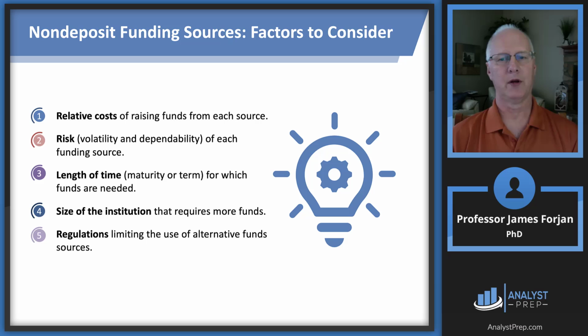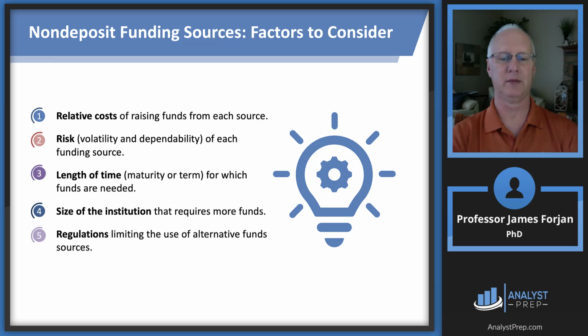How about that part of the learning objective that asks us to consider factors here? And I think we had a slide similar to this in one of our more recent recordings. All right, so non-deposit funding sources. Relative costs of raising funds from each source. Didn't we do an absolute cost and then a marginal cost in one of our previous examples? Of course, risk, volatility, and dependability.